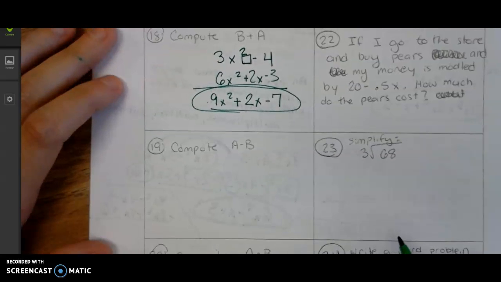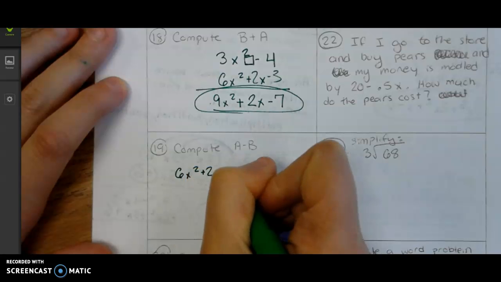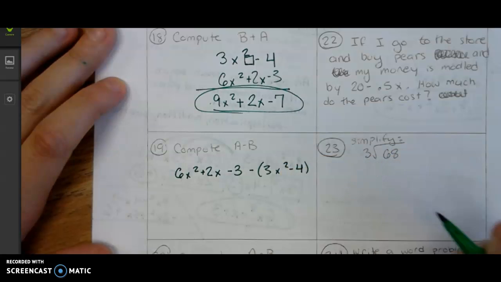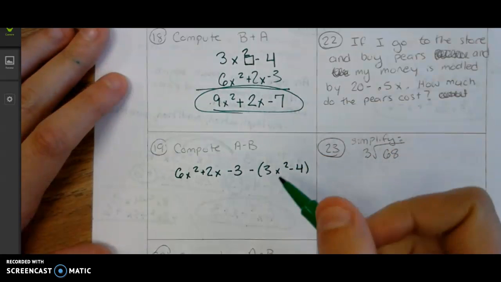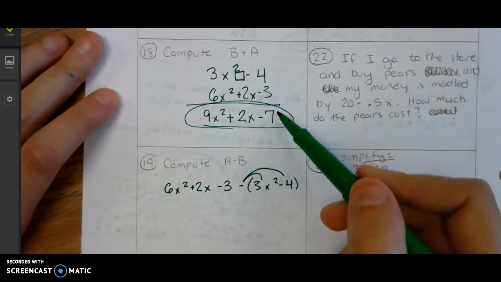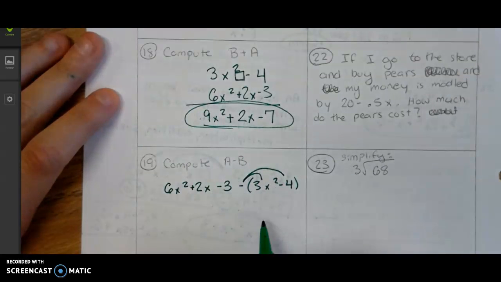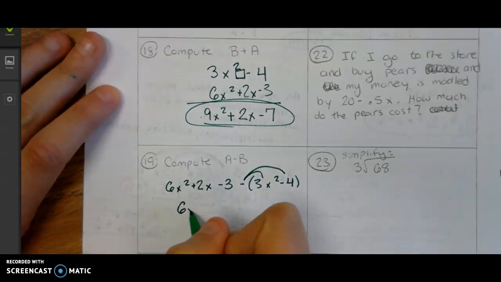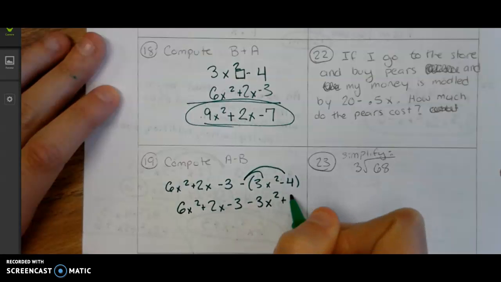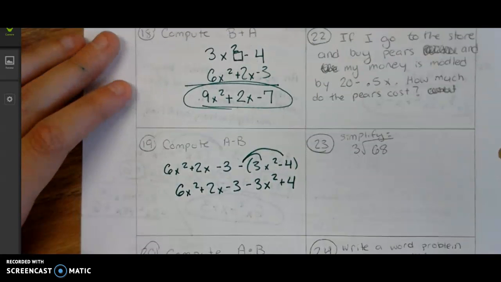19 says A minus B. Once again, you can either do this through distribution, or you could have used the stacking method, but you have to make sure that you both line up your terms, and you have to make sure you distribute before you write it down. Do 6x squared plus 2x minus 3 minus 3x squared plus 4. Or both signs change. This becomes negative, this becomes positive. And we combine like terms.